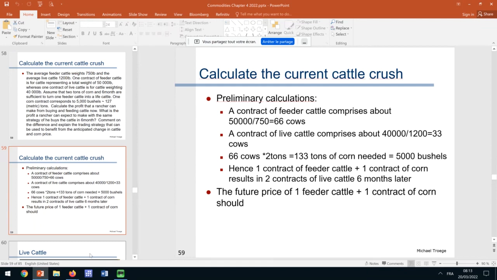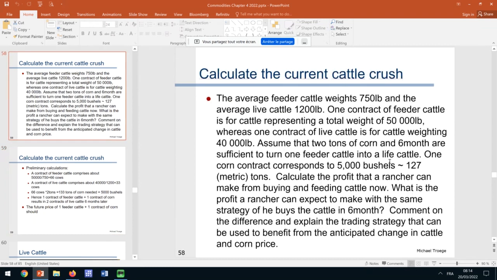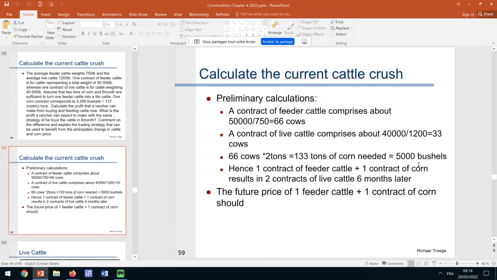So if we buy one contract of feeder cattle, we will have 66 cows. Then we need 2 tons for every cow, and that's also quite convenient, because 2 tons per cow is 133 tons. It's almost exactly one contract. Remember, a contract is 127 tons. Some of the cows will be a little hungry here, but these are very approximate numbers anyhow. And maybe they eat something else. Maybe there's some grass also for them to eat. Poor animals. So one contract of feeder cattle and one contract of corn will turn into 2 contracts of live cattle 6 months later.